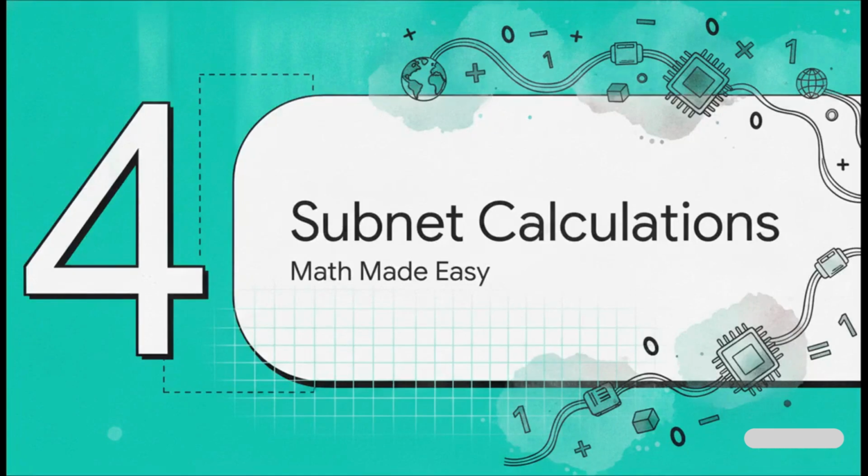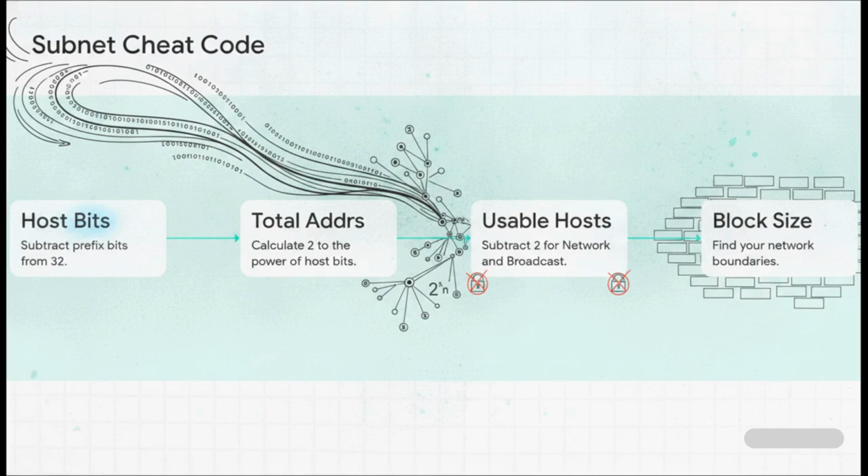All right, part 4, subnetting calculations made easy. I know a lot of people get totally intimidated by subnetting because they think they have to sit there writing out 32 bits of tedious binary every single time. We are not doing that. We are going to use the block size method, which is basically a massive cheat code.